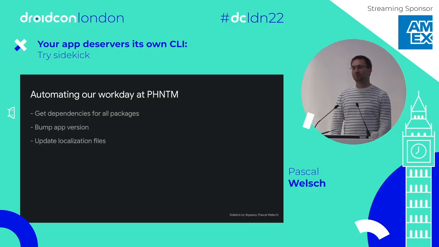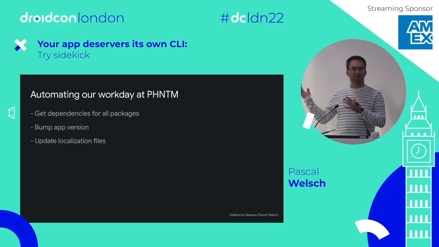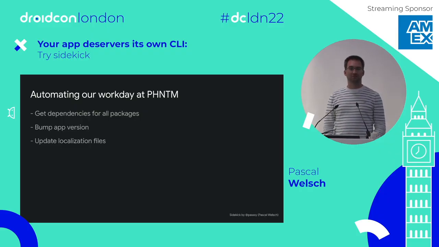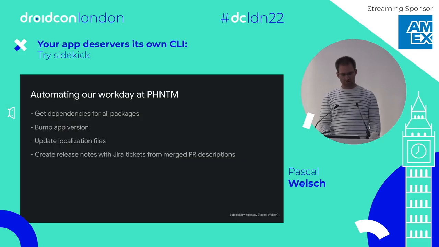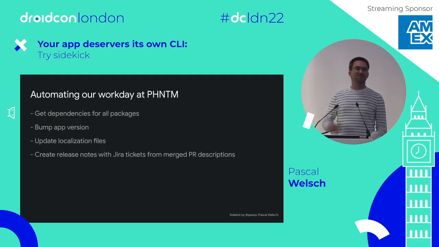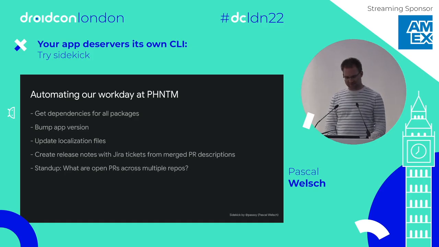Updating localization files for our applications. Some translation people are working on the translations for our app. We, from time to time, before we do a release, pull them automatically into our app and ship the latest version of that. Like crazy things like release notes, but not as simple like checking the commits, but actually going to GitHub, checking the pull requests that have been merged, checking their descriptions, see if there are any Jira tickets, and pulling the information from there as well. So you can do crazy things when you think outside of the box.